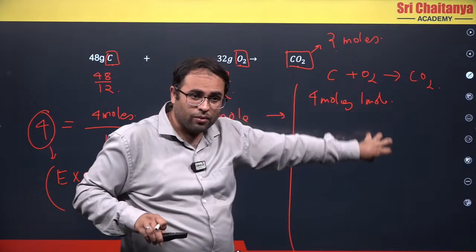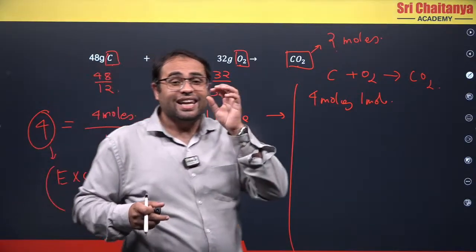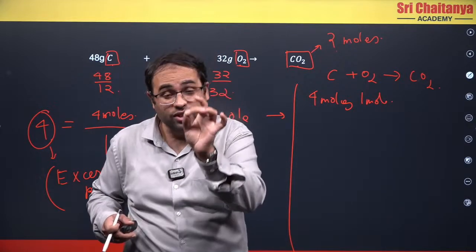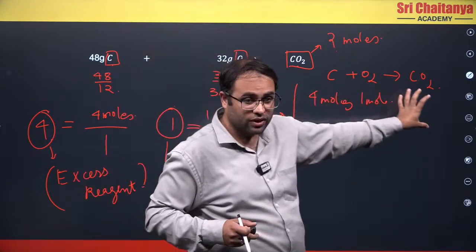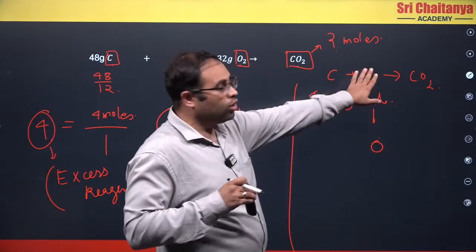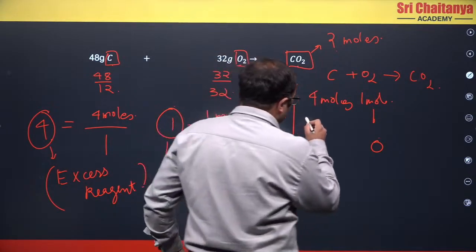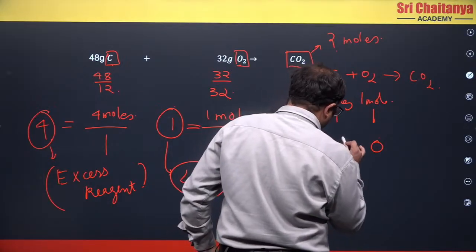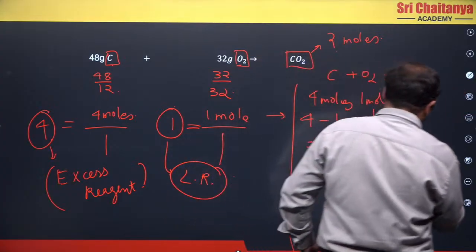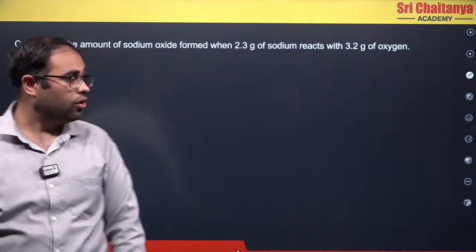So you can write this down: limiting reagent is the reagent which reacts completely in the reaction and will become 0 at the end of the reaction. So at the start of the reaction you have this, at the end of the reaction this will become 0, and because 1 mole of this reacts with 1 mole of this, 1 mole from these 4 moles of carbon will react. So you are left with 3 moles of carbon. Now 1 mole of oxygen gives you 1 mole of carbon dioxide. So here you will have 1 mole of carbon dioxide. That is essentially the concept of limiting reagent for you.